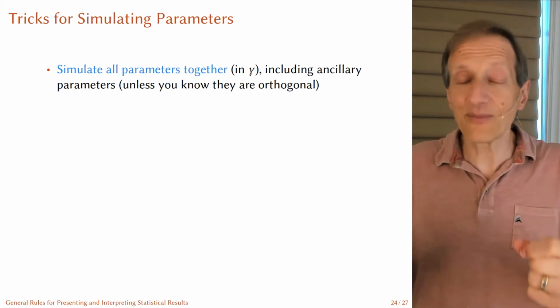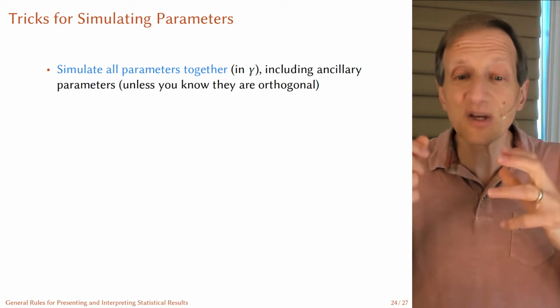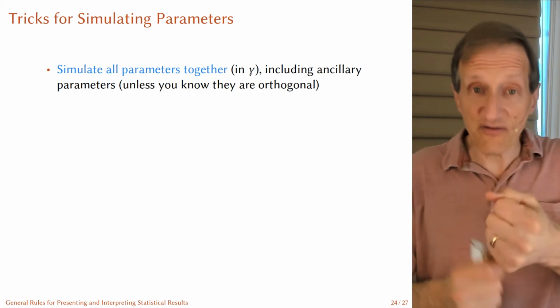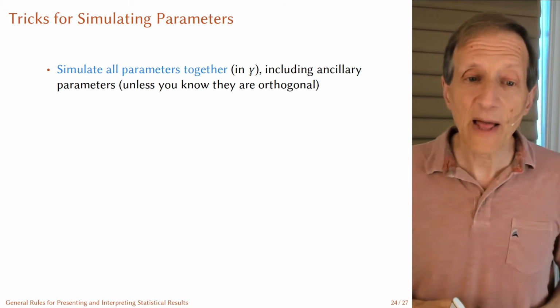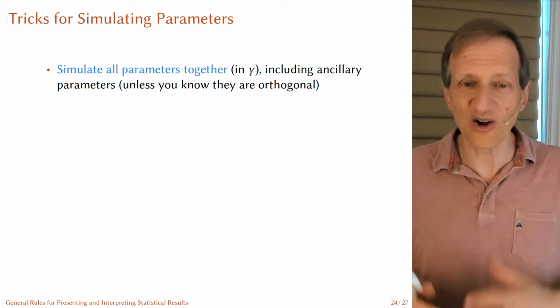You can't make a mistake if you simulate them all together, even if it's not necessary. So simulate all the parameters together. That is everything stacked up, vec in gamma. And that includes all the ancillary parameters, unless you're absolutely sure that they really are orthogonal.